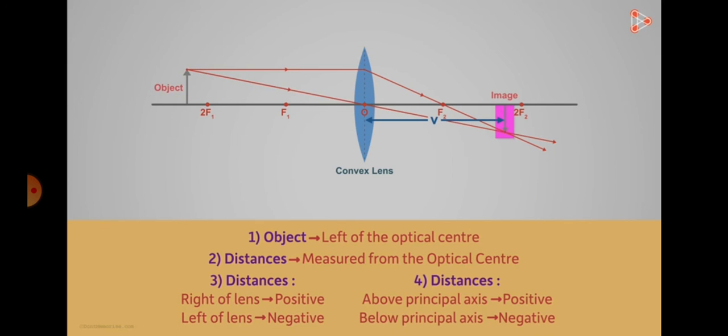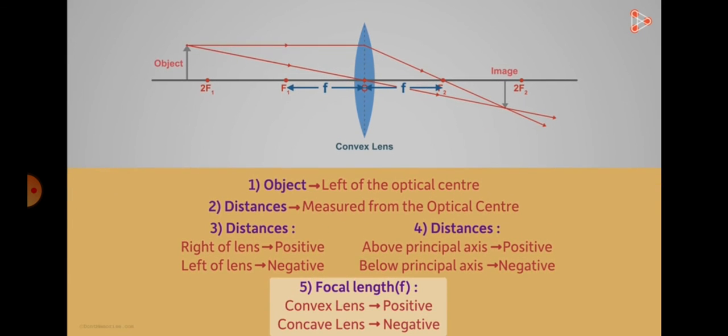The image sign depends upon the position of the image; positive and negative will be considered. The height is also positive or negative: above the principal axis positive, below the principal axis negative.